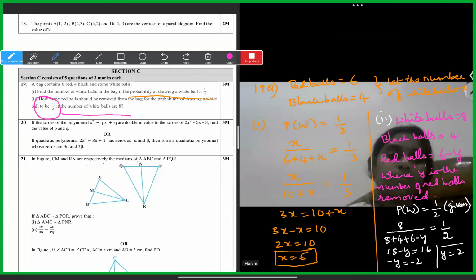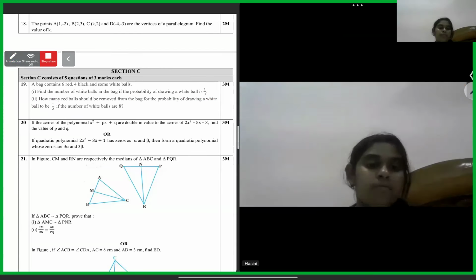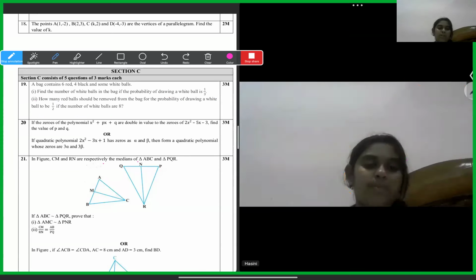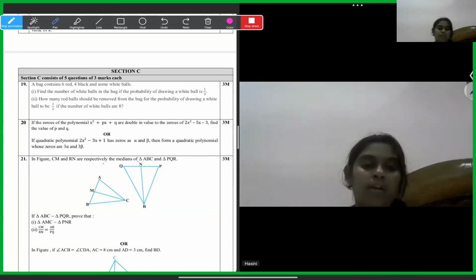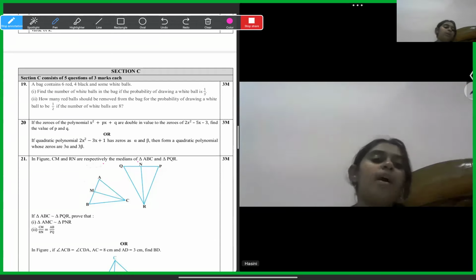Twentieth one. Once you read the question after 20: if the zeros of the polynomial x square plus 3x plus q are double the value of the zeros of 2x square minus 5x minus 3, find the values of p and q.